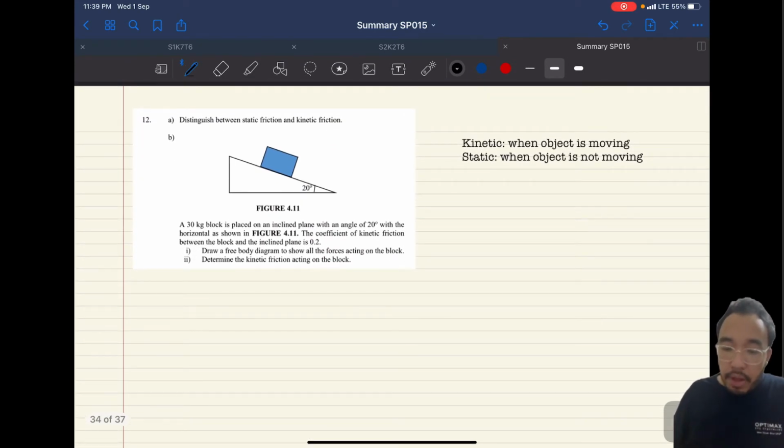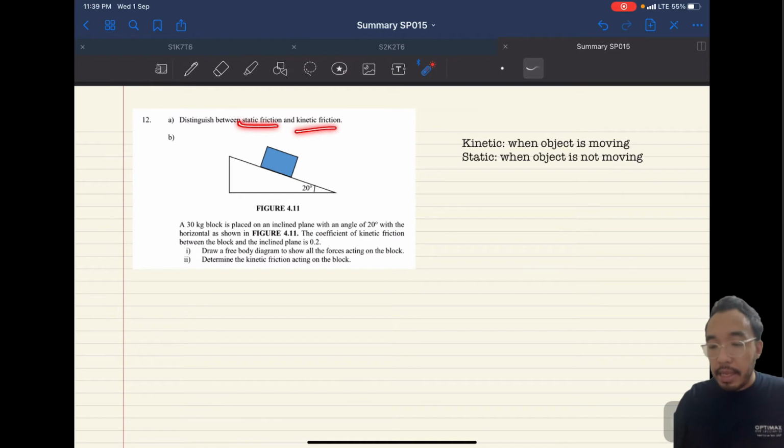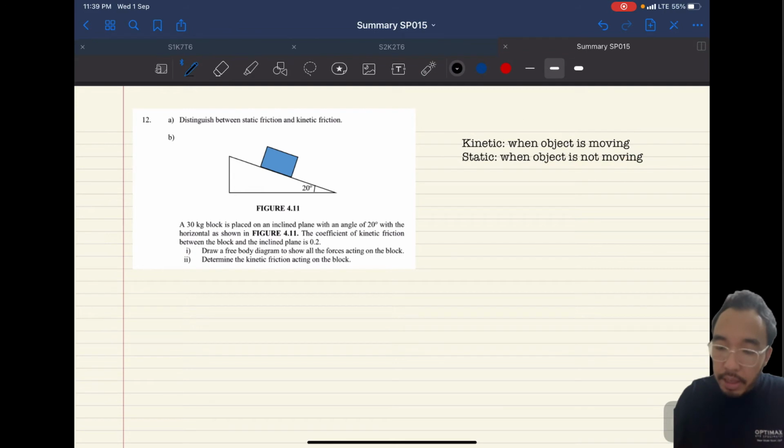Okay, question number 12a. I already wrote it down for you to save some time. So what is the distinction between static friction and kinetic friction? Basically by the definition itself, kinetic friction exists when the object is moving. On the other hand, static friction exists when the object is not moving. That one is obvious.